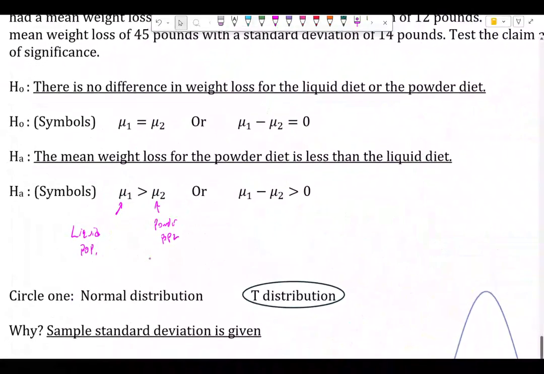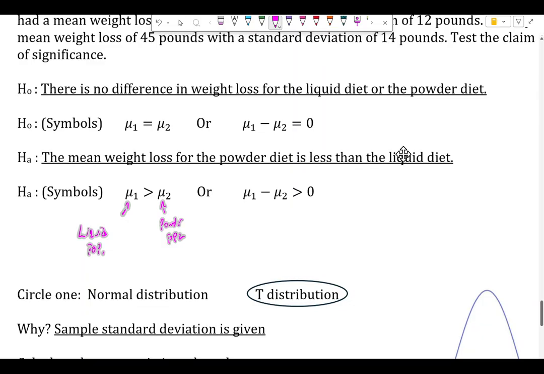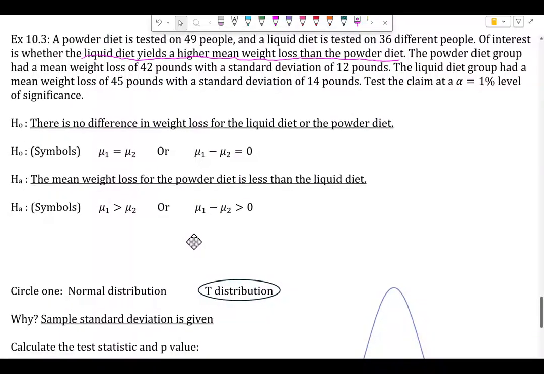So there's nothing wrong with the sentence here. The mean weight loss for the powder diet is less than the liquid diet. That's totally fine. But just to keep it in the same order as the hypothesis test question here, they give us all of the powder diet information first and the liquid diet group second. So we're just going to use that here. We're going to say population 1 is the powdered diet, and then population 2 will be the liquid diet.